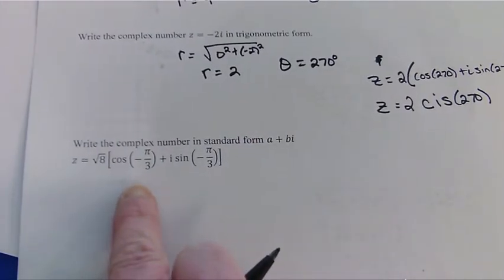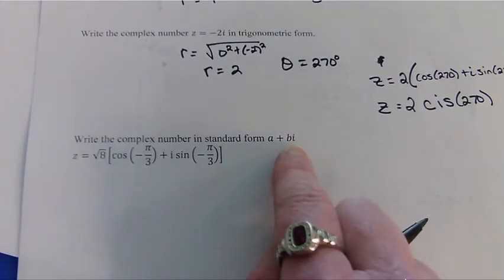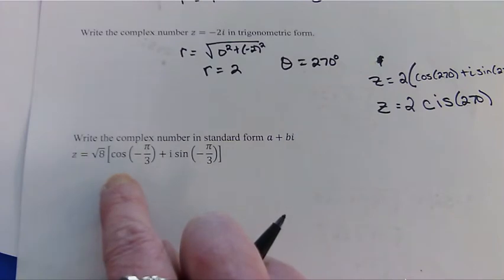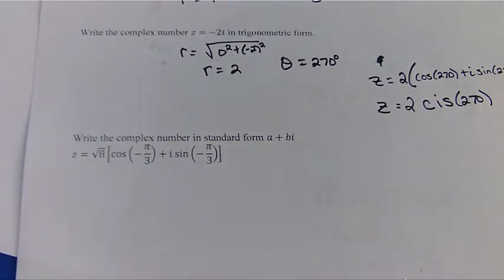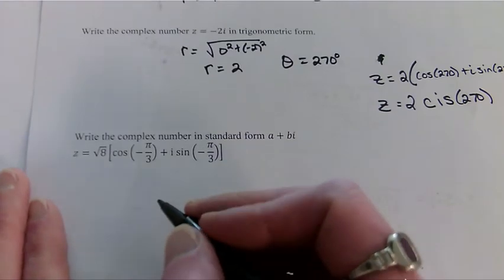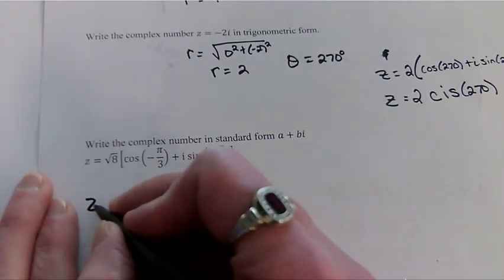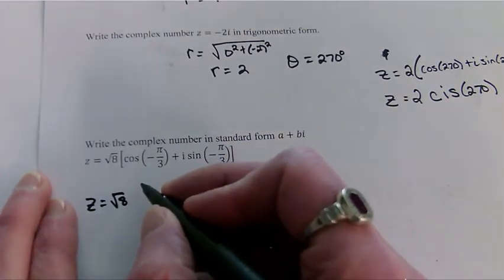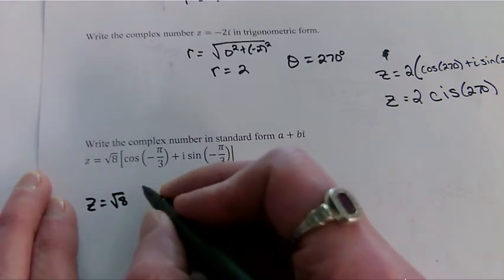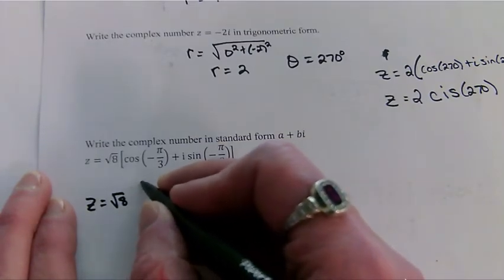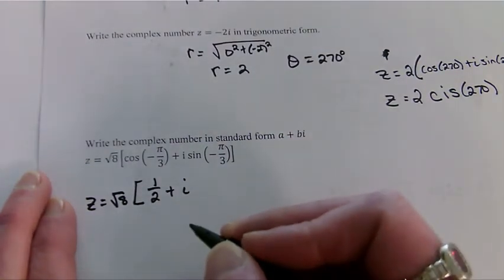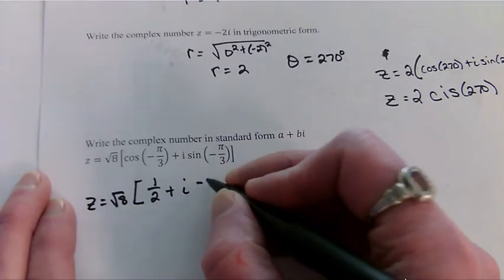Now, what if I was given the trig form and we're trying to go back to standard form? Well, basically, you're going to just distribute. So this is in radians. I can look at my unit circle. That's one way to do this. So I will do it by hand first. Cosine of negative pi over 3 is going to be 1/2. And sine of negative pi over 3, I'm looking at my unit circle, would be negative square root of 3 over 2.